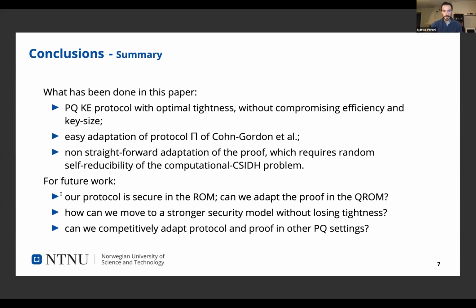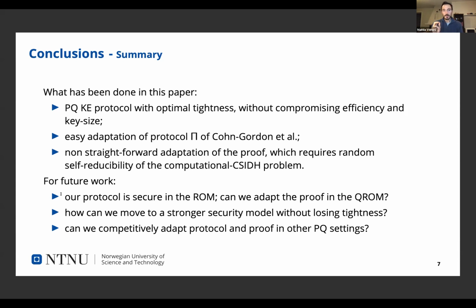And in the adaptation, for example, we need this random self-reducibility of CSAT problems and many other different small tricky parts. And for future work, we proved our protocol secure in the random oracle model, but it can maybe be proved secure in the quantum random oracle model if one can collapse correctly the quantum queries from the adversary. So we believe that with the wise use of the quantum random oracle, you should be able to carry the proof on, but we're not sure of that.